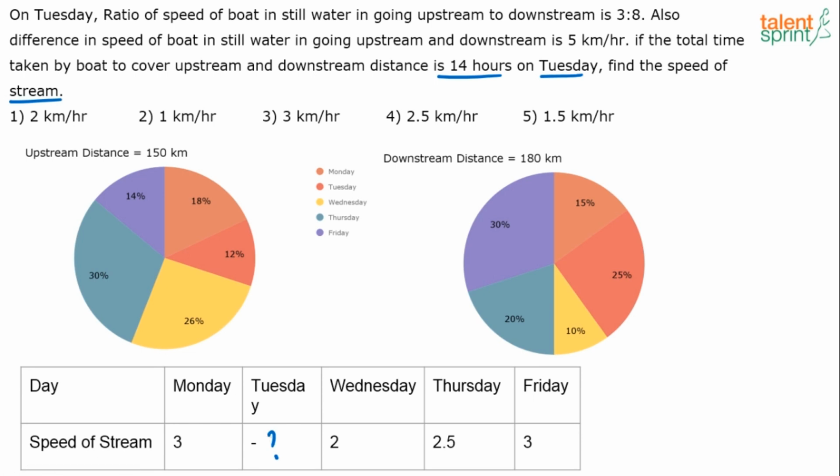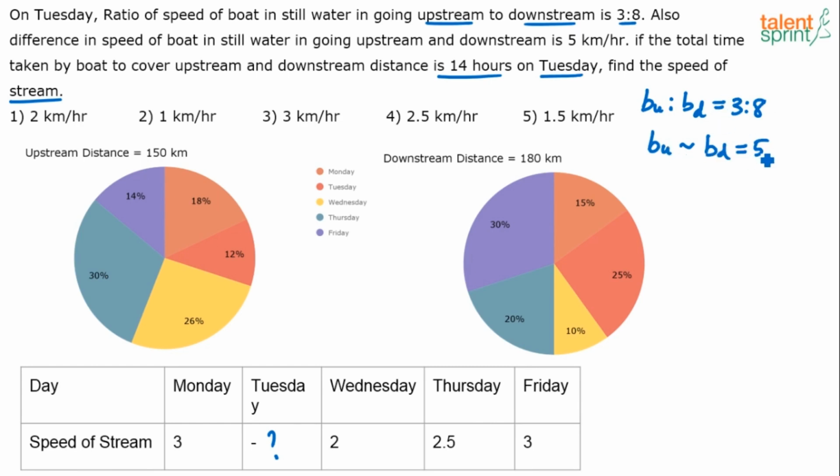Now first and foremost, he says the ratio of the speed of boat in still water in going upstream and downstream is 3:8. So boat upstream is to boat downstream is equal to 3:8. Also he says the difference in speed of the boat in going upstream and downstream is 5. So upstream minus downstream is equal to 5. See, clearly this is like 3x and 8x. The difference is 5x.